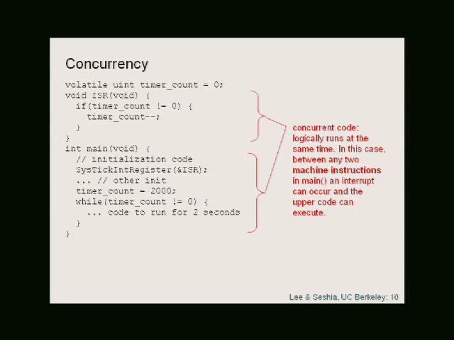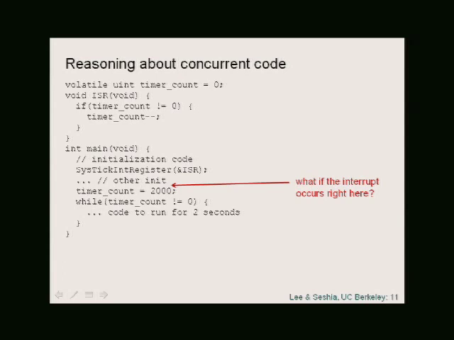Okay, so let's think about what happens when the interrupt happens. It occurs at various places in the code. So let's say the interrupt occurs right here before you execute timer count equals 2000. Okay, so what would happen? Okay, so one of you, Bailey. You would probably work okay. It would work okay, meaning what would happen to the value of timer count?